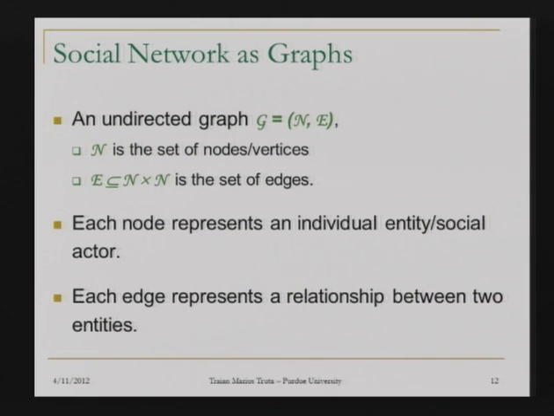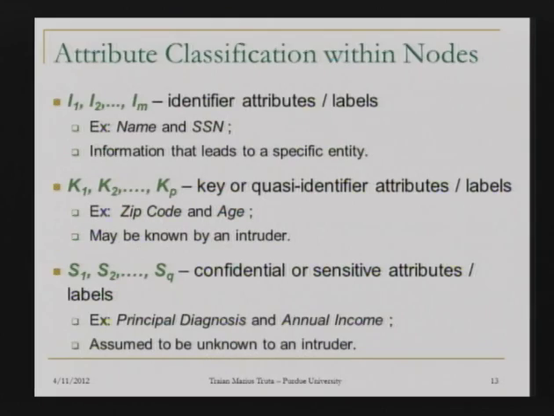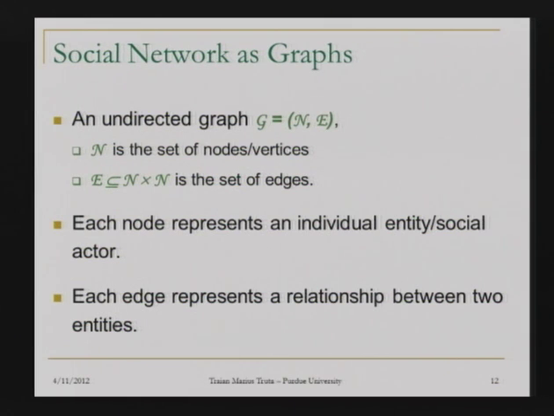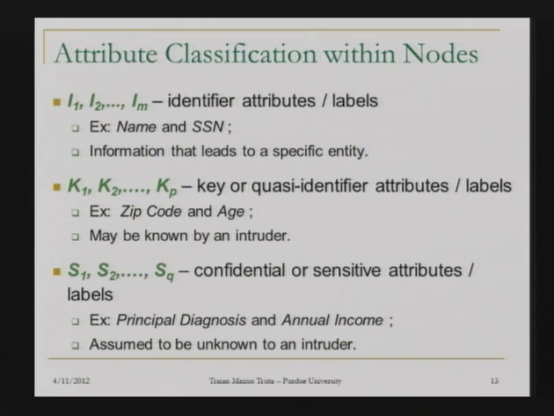First, the social network is modeled as a graph. Every graph has a set of nodes and a set of edges. Each node represents an individual entity, a social actor or a person. Each edge represents a relationship between 2 entities. Now, we do not allow multiple edges between the same individuals, so there are some assumptions here. So this is a simple undirected graph.